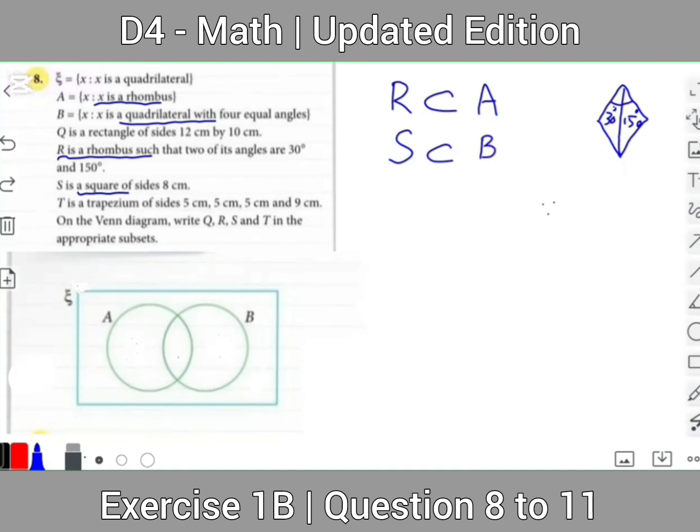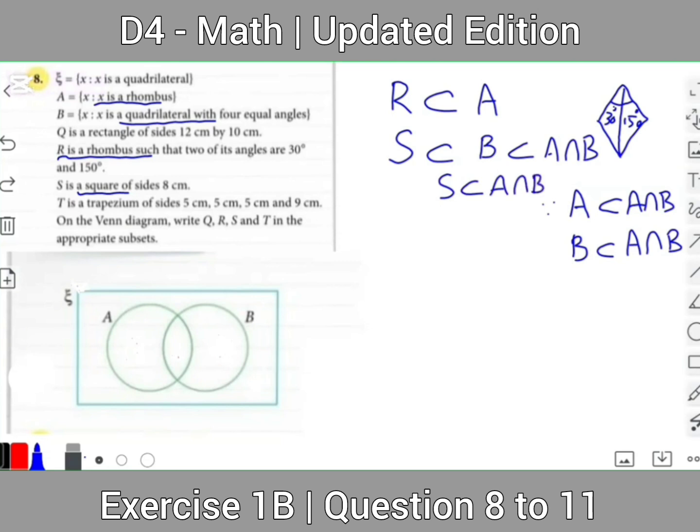And since we know that A intersection B is a proper subset of A, and A intersection B is also a proper subset of B. So from this, S is also a proper subset of A intersection B. And by using this, we can also say that S is a subset of A, so it will also be a subset of A intersection B. So from this, we can say that S is a proper subset of A intersection B. So we will write down S in the overlapping region.